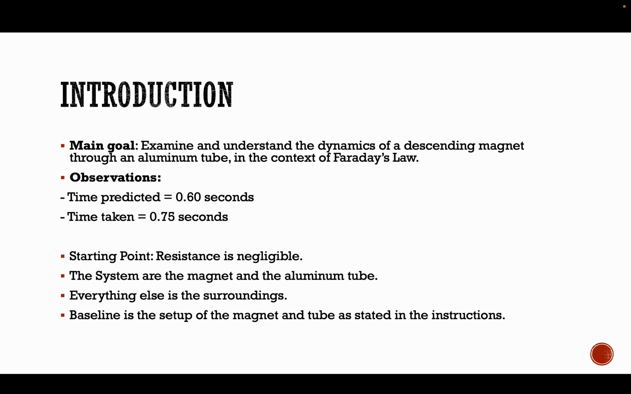For observations, our predicted time that the magnet will fall is 0.6 seconds, and the actual time taken to fall was 0.75. Our starting point was, we know that resistance is negligible. The system is the magnet and the aluminum tube, and everything else is the surroundings. The baseline is basically the setup of the magnet and tube as stated in the instructions.